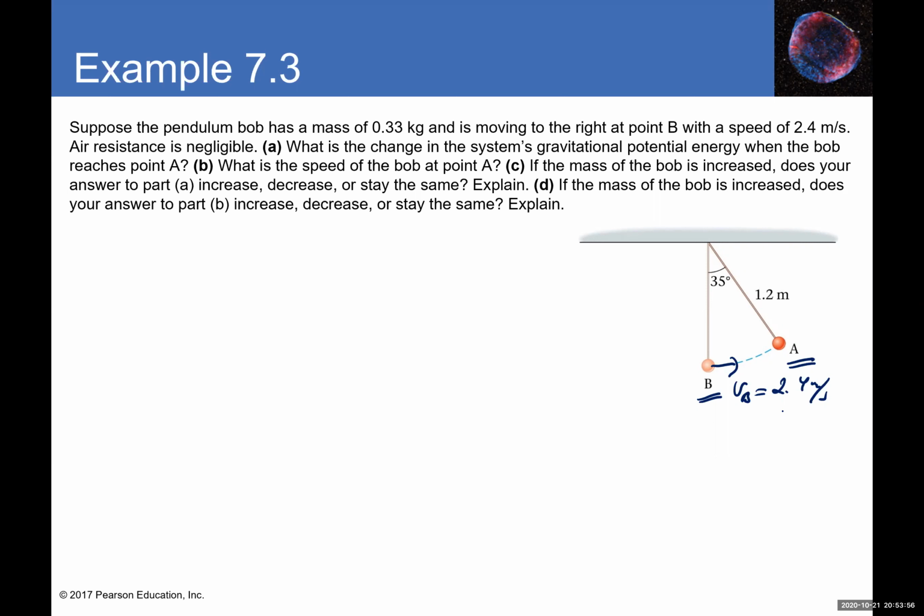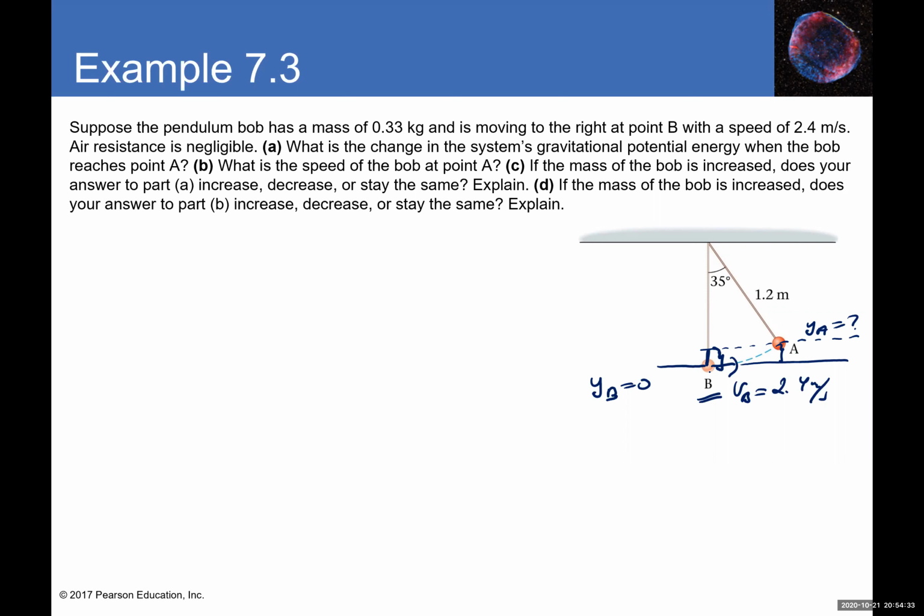So I want to know, what is the change in the system's gravitational potential energy when the bob reaches point A? All right. So now let's look at it in terms of this. One thing I do is I take the position at point B to be my equilibrium position or my reference. I can say position of B equals 0. Then I need to know what is the position of A, so YA. So basically, what is this height? Which is in a way this distance.